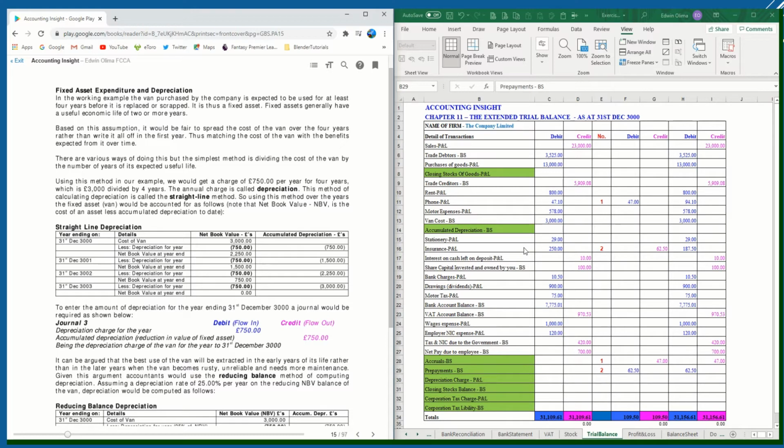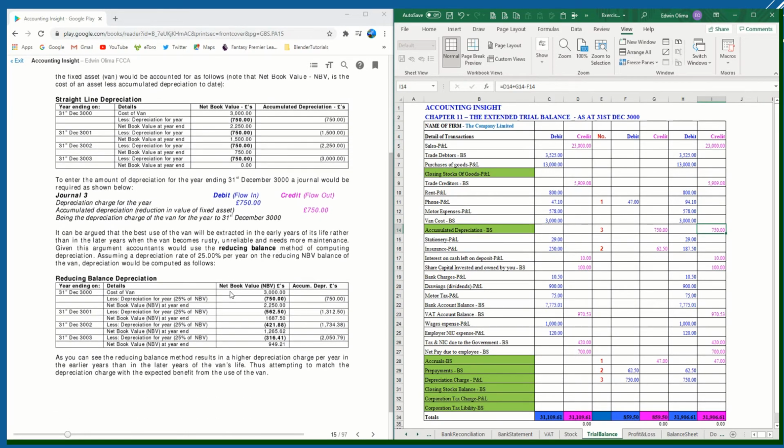So if we do the journal first, our journal is going to be journal number 3. We're going to do in the P&L, we'll create a P&L depreciation charge account, and it's going to be 750. That's the cost in the P&L, debit, and the credit, we create an accumulated depreciation account in the balance sheet here, and that will be our journal 3, and we credit that. And basically in your balance sheet, as you'll see in a later chapter, the value of your van now is the 3,000 minus the 750, which would be 2,250. So that's your accounting adjustment for the cost of the van.